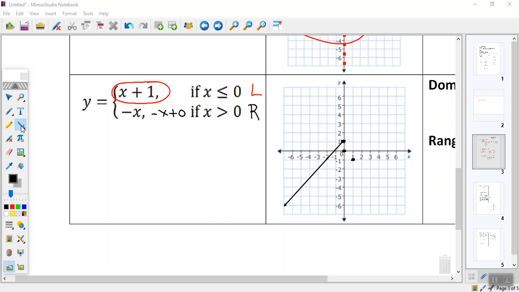I don't like that point there. I'm going to get rid of that first. You naughty. You can go bye-bye. Time out. Open at 0, right? And then here we go. You draw your line just like this.